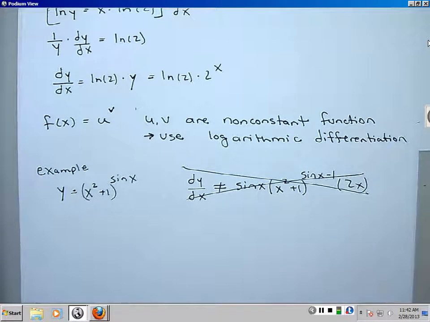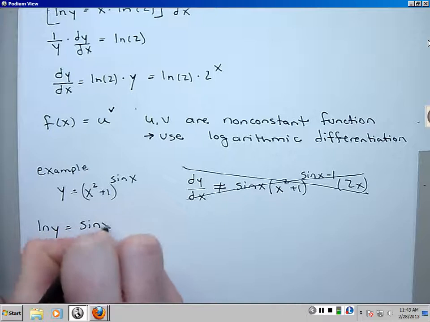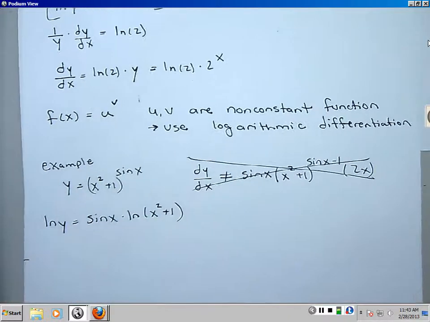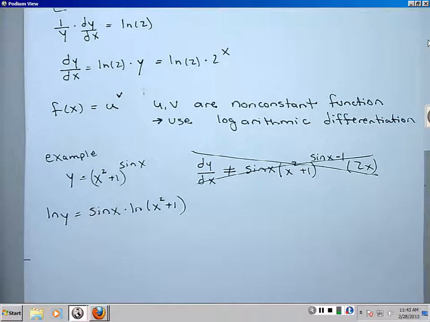So the only way to do this problem is logarithmic differentiation. When you take the ln of both sides, you can take that power down as a coefficient and then deal with the product rule and then solve for dy dx. All right? So if we go through this, I have ln of y equals sine of x times ln of x squared plus 1. Does anyone have any questions on that step? If I take the ln of this side, I can bring this out front, and so I have sine of x ln of x squared plus 1.